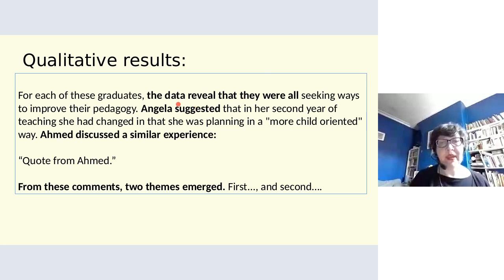And then it backs up that point with a very short quote. I didn't put the whole quote in here because it would be too much for you to look at on the page, so I've just put quote from Ahmed here. So Angela suggested, okay, backing up the point, and then Ahmed discussed a similar experience. So it's not just saying all and just referring to one person, it's backing up that by saying there was a similar experience. Then from these comments, two themes emerged.